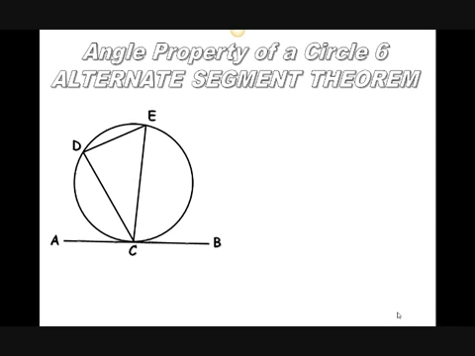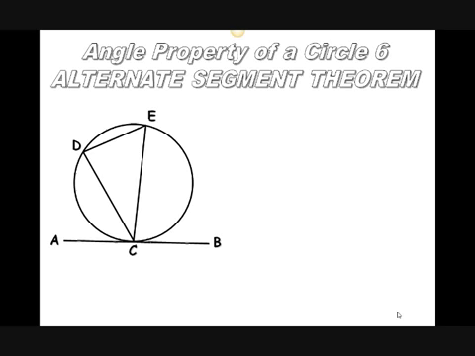Okay, the final angle property involves the alternate segment theorem. Now this is the sort of A star bit of circle theorems. You don't get this very often, but this will tend to be at the back end of your exam paper. It's not particularly difficult, it's just difficult to spot. It's quite difficult to explain as well, but once you get your head around it, it's really quite simple.